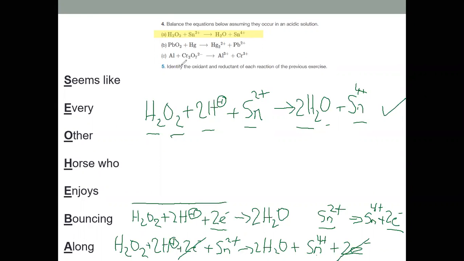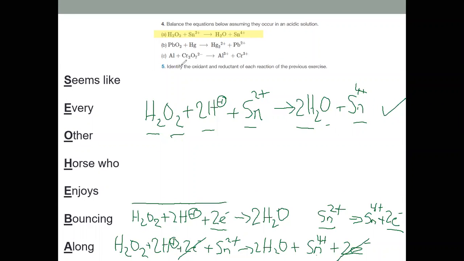Which is the oxidant and which is the reductant? Well, it looks like Sn2+ is being oxidized as we have it written to Sn4+, and hydrogen peroxide, or the oxygen to be more specific, the oxygen in hydrogen peroxide is actually being reduced from a -1 charge to a -2 charge.